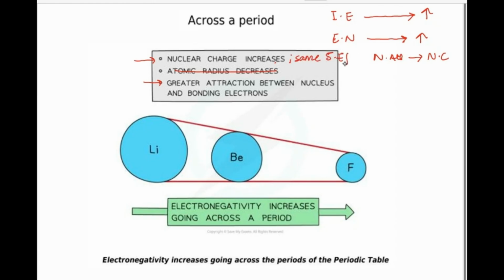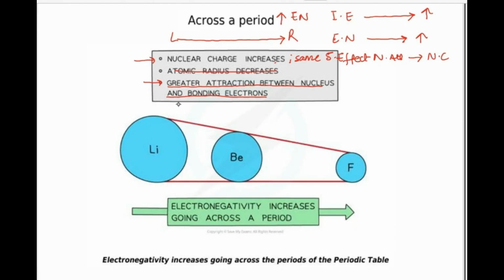Same shielding effect, because you're talking about the same period. So there is no extra principal shell being added. So there is the same shielding effect there, right? As you're moving from left to right, because the nuclear charge is increased, there's a greater attraction between the nucleus and the bonded electrons. So that is why, as you move across the period, the electronegativity increases.